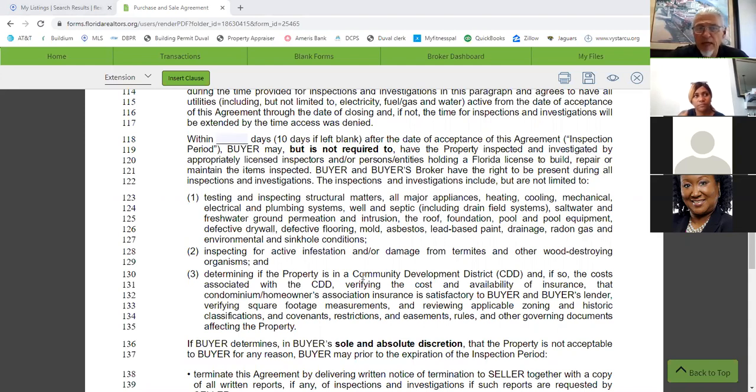The buyer may, but is not required to, have the property inspected and investigated by appropriate licensed inspectors and persons who hold a Florida license to build, repair, or maintain the items inspected. Okay, so if you're having somebody check out the air conditioner, it's not going to be your brother-in-law unless he's a licensed air conditioning mechanic, right?